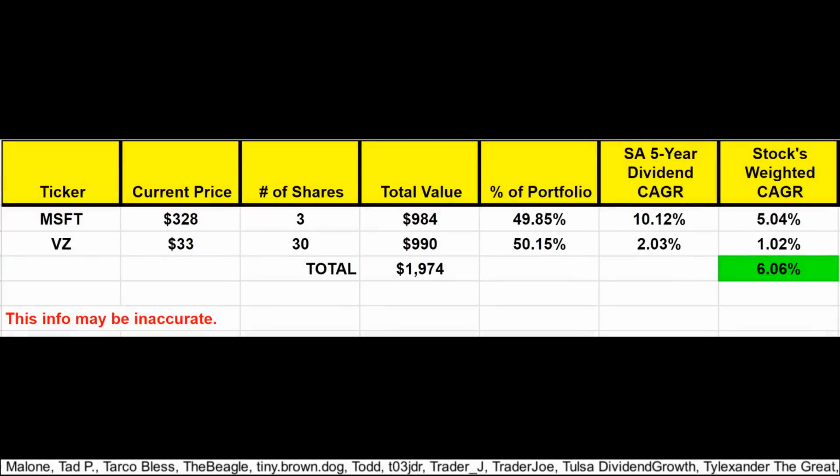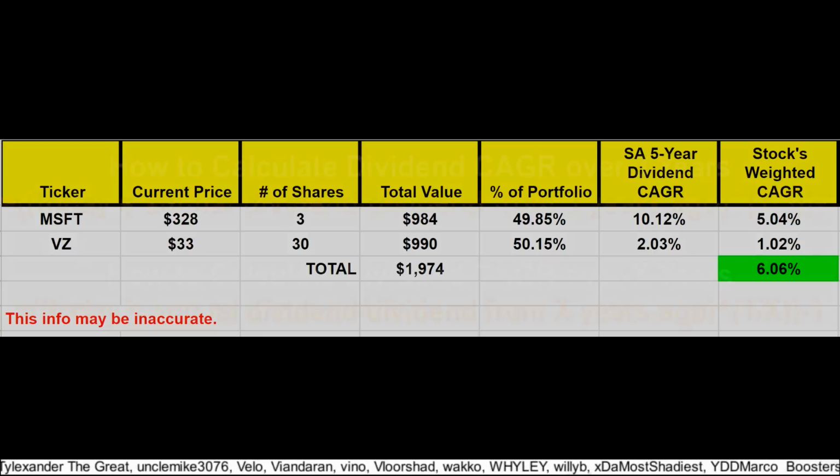In this case, Verizon is about 50% of your portfolio, and we see that the portfolio's average weighted CAGR gets dragged down to 6%, which makes sense, as it's now half of Microsoft's 10% CAGR and half of Verizon's 2% CAGR. But what would you do if you wanted to use a 3-year dividend CAGR rather than rely on Seeking Alpha's 5-year ones they have?